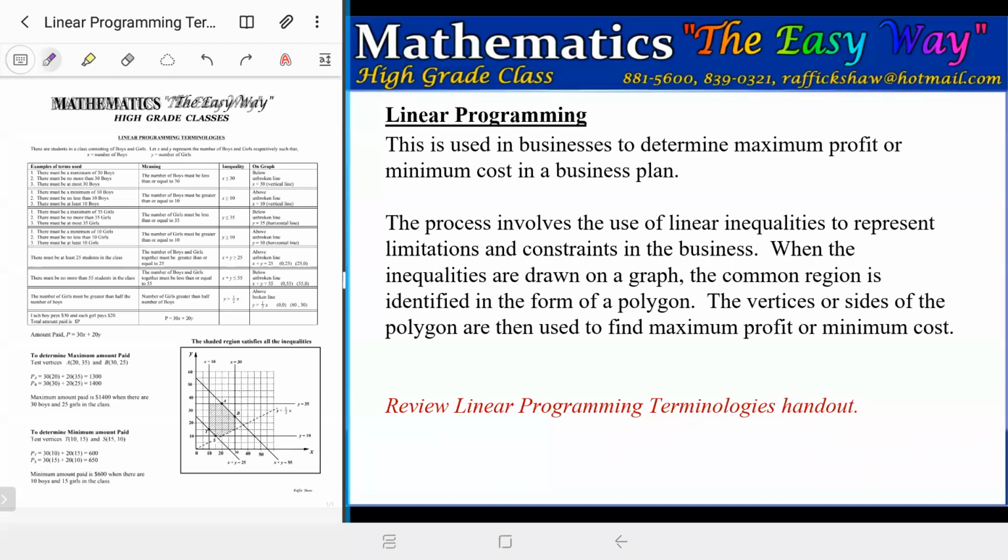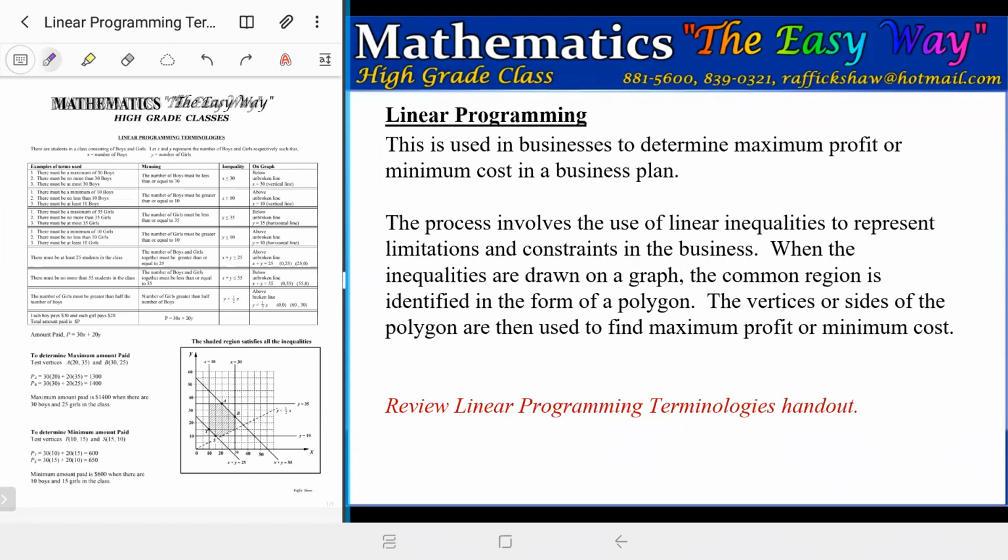It's something that is used in business. So this is what we're looking at now, and it's a real life application of linear inequalities. What happens is that you use inequalities to represent limitations and constraints in a business. I'm going to do an example and discuss some limitations and constraints so you can relate to it. So let's read what is on the screen.